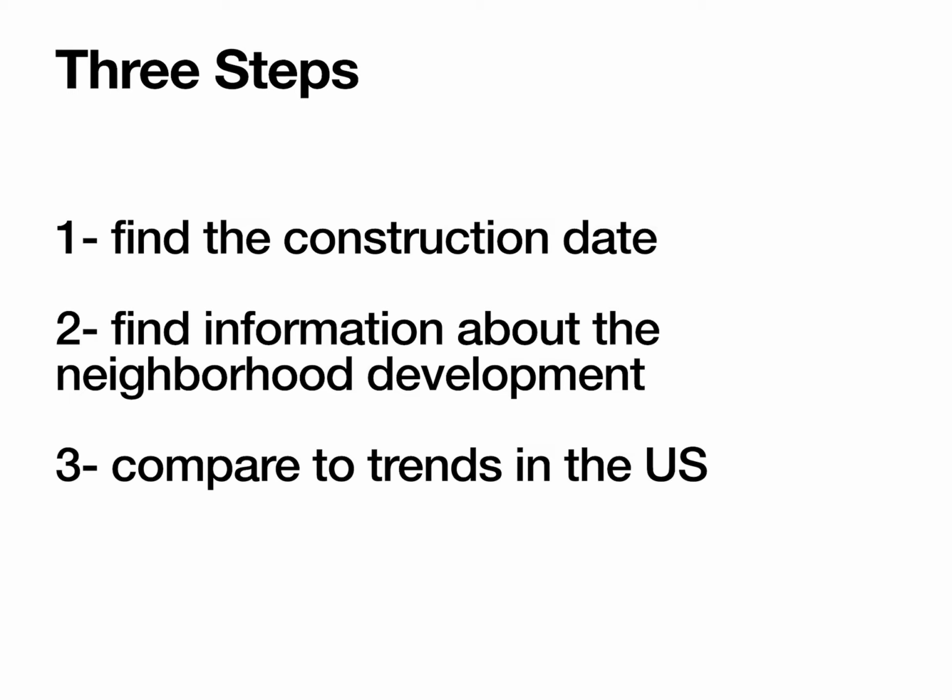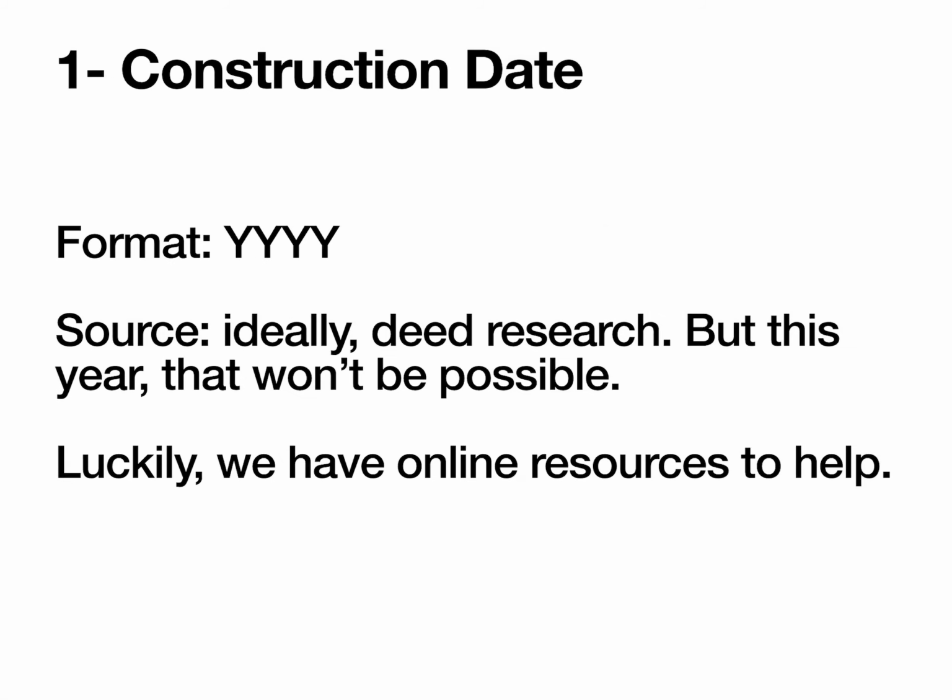There are 3 steps in terms of doing any kind of archival research, but especially in this particular circumstance where we're doing the survey first and then really moving on to the report stage. So the first step is going to be to find the construction date of every house in the survey. The second is to find information about the neighborhood development. And the third is to put that in the context of trends in the United States. So let's talk about the construction date first.